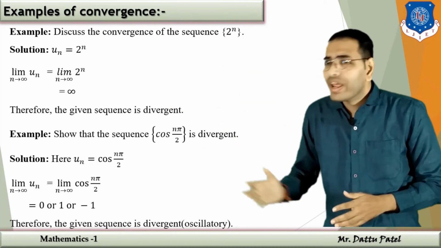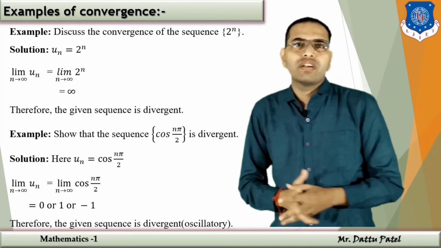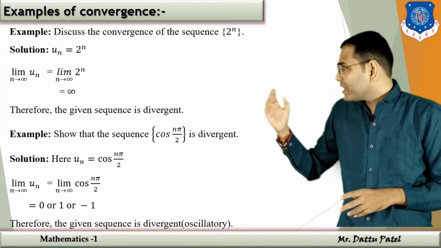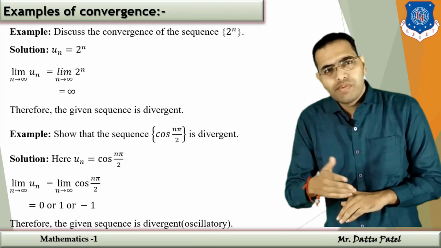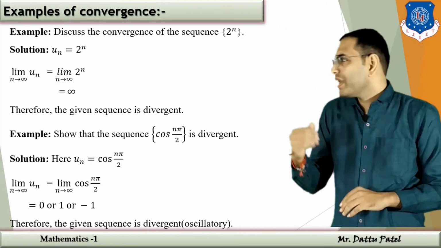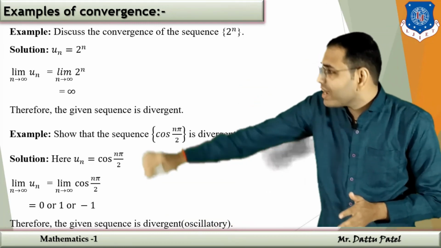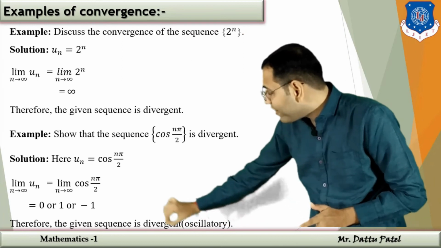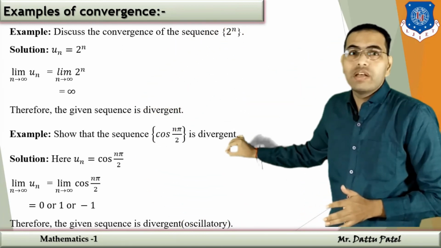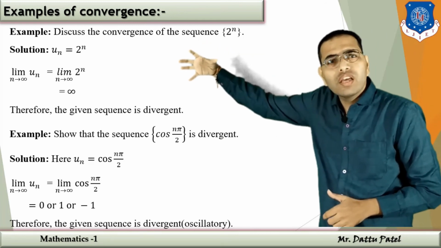Now let's see one more example: show that the sequence cos(n pi by 2) is divergent. Here u_n equals cos(n pi by 2). Then we apply the limit as n tends to infinity, limit n tends to infinity u_n equals limit n tends to infinity cos(n pi by 2). Here we don't know exactly where the end point is, so we consider this as a unit circle.